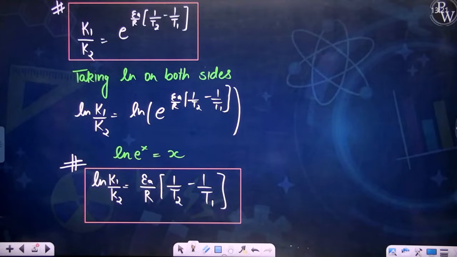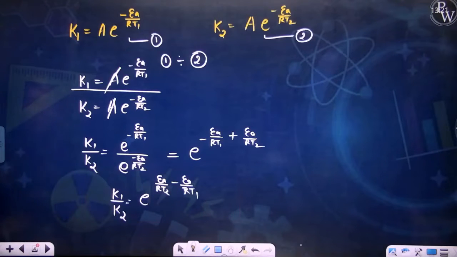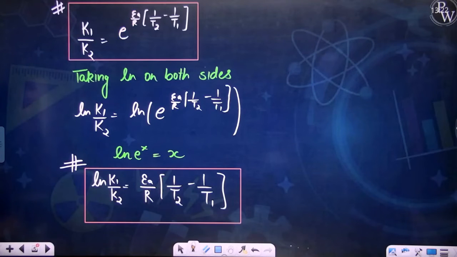Okay, perfect, my dear students. So just write it. I took K1 and K2 at two different temperatures. I wrote their expressions. I just divided them and did a little of the maths. Pause the video, write it.